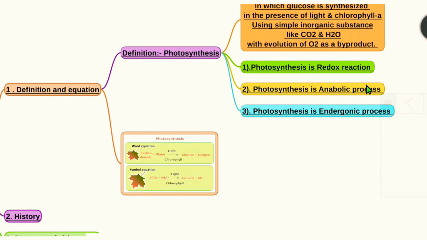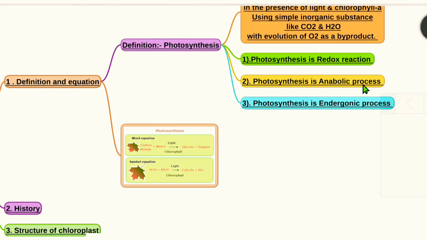And photosynthesis is a redox reaction, meaning in photosynthesis both reactions take place, that is oxidation and reduction. And the second one is, photosynthesis is an anabolic process, meaning in photosynthesis solar energy is used for the synthesis of a complex molecule, glucose, from simple forms. Anabolic process means synthesis, and the other one is catabolic process. Respiration comes under catabolic process and photosynthesis comes under anabolic process.